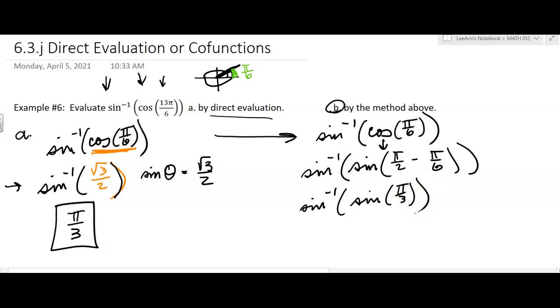And then this is in the range, right? So it's in the first quadrant, so I'm all good. And I can just say this is equal to pi over 3. So which way is easier to do? I don't know. I mean, I'm kind of a direct evaluation person, but you could remember the cofunction idea, and that's maybe easier to do.